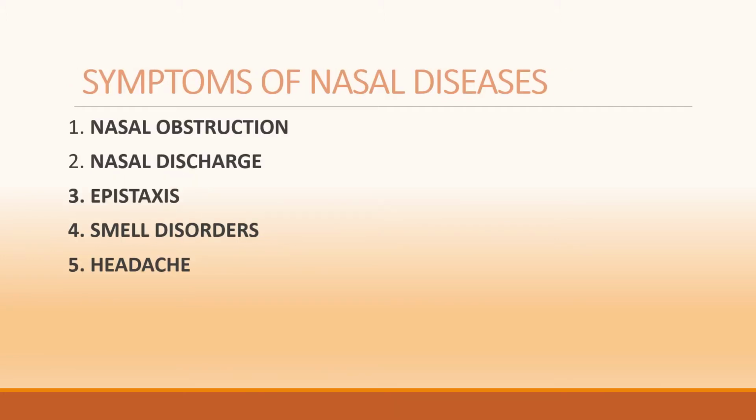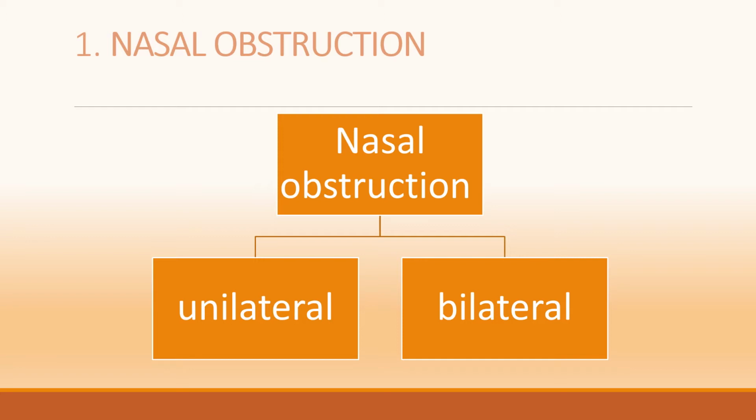So what are the symptoms of nasal diseases? We have nasal obstruction, nasal discharge, epistaxis, smell disorders, and headache. Before discussing the nasal symptoms, we should remember that for any symptomatology you should think about congenital, traumatic, inflammatory, neoplastic, and other causes, which can apply to any symptomatology in medicine. Starting with nasal obstruction, as we have two nasal cavities, right and left, we will think about unilateral or bilateral nasal obstruction.